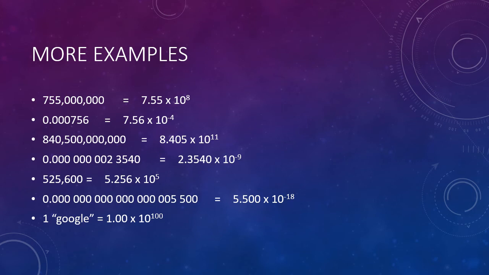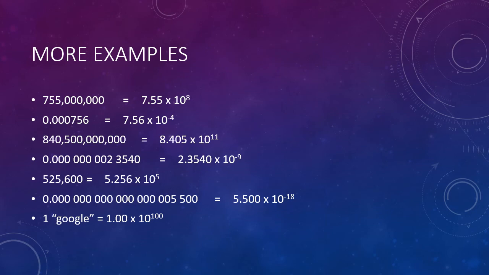For the second one, we are moving to the right, so this is going to be a negative exponent. It must move 4 times in order to get to its new position between the 7 and the 5. So the number is 7.56 times 10 to the negative 4th. For our third example, we must move to the left, so it will be a positive power of 10. It must move 11 times in order to get from its unspoken position on the far right over to between the 8 and the 4. And then we need to write the mantissa. So it becomes 8.405 times 10 to the 11th power.